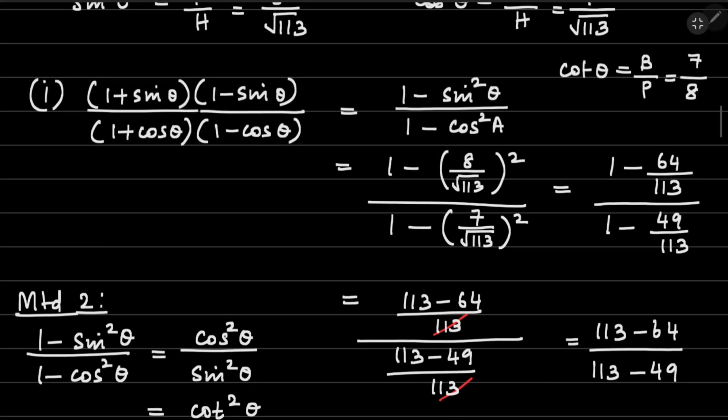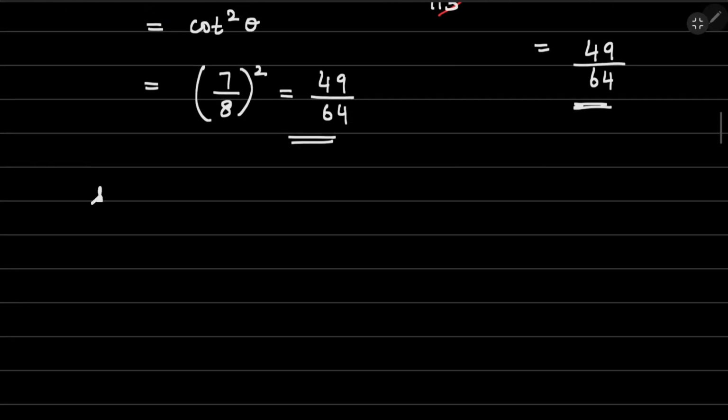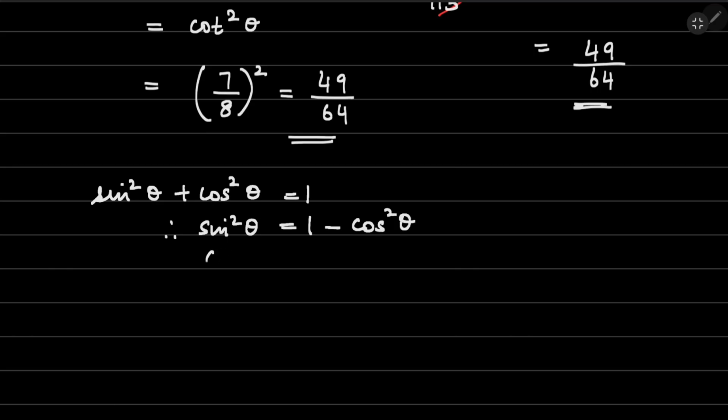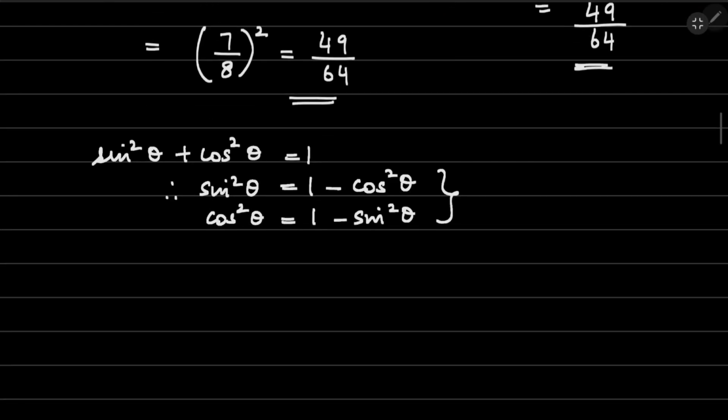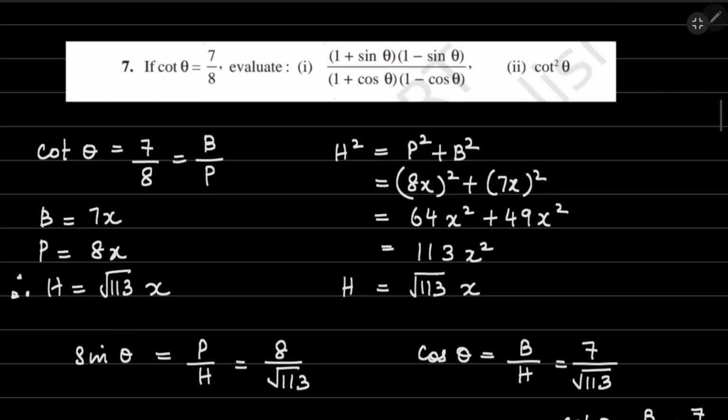In method 1, you are using the identity, that is sine square theta plus cos square theta is equal to 1. Right? Therefore, you have sine square theta equal to 1 minus cos square theta, and cos square theta equal to 1 minus sine square theta. Okay. So this is the first answer.